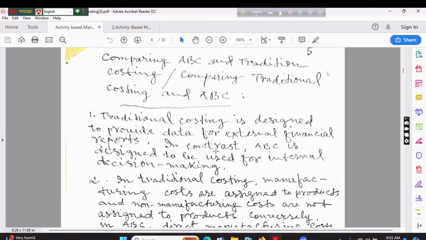In contrast, on the other hand, ABC, that means activity-based costing, is designed to provide data or information for internal decision making. ABC is designed to provide data or information for internal decision making. So this is an internal decision making tool.